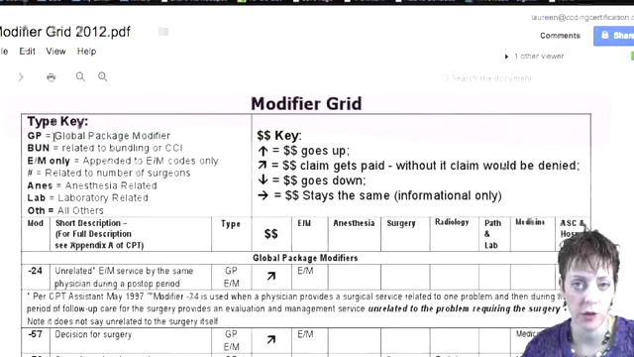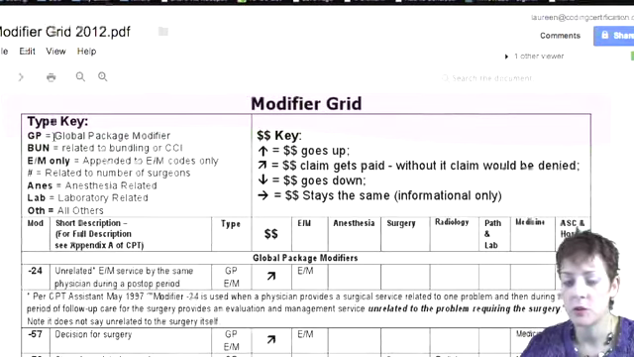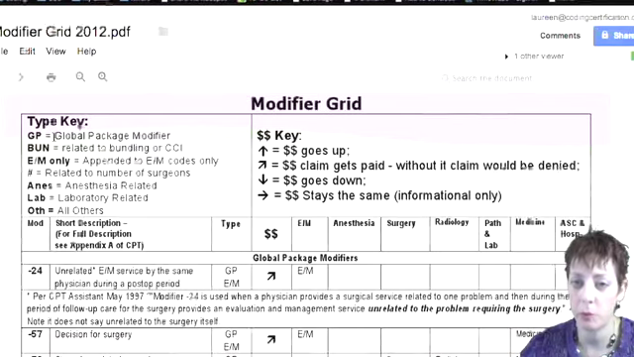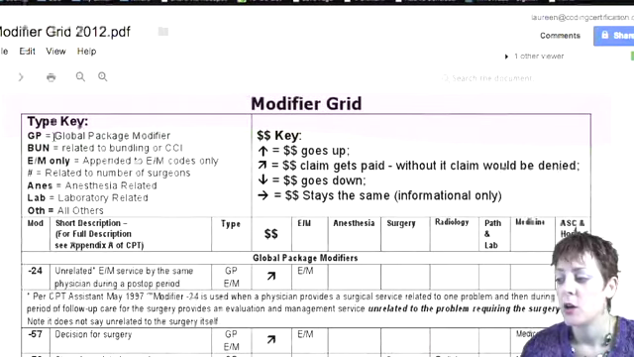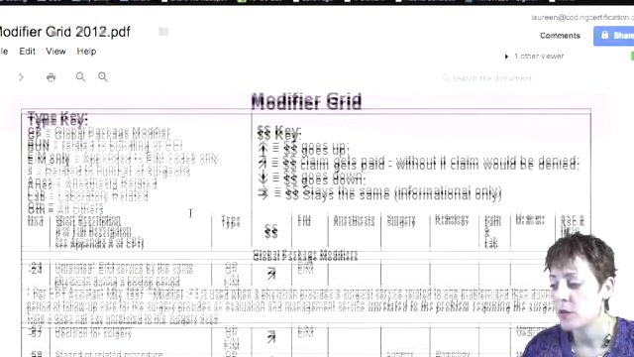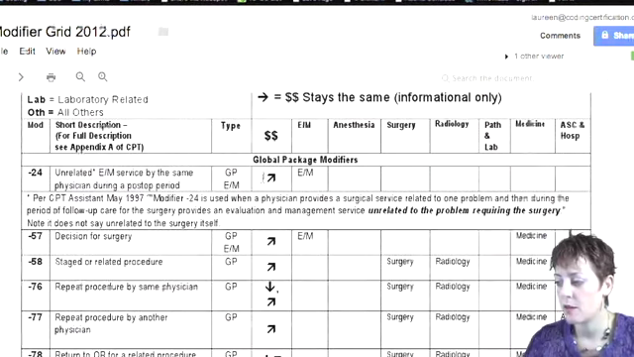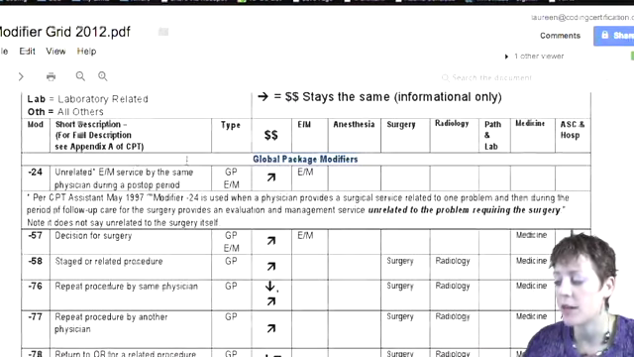If a patient's had a surgery and they're in a global period, your typical major surgery has a 90-day global period. Some other payers other than Medicare actually even have a 120-day global period. And what that means is during that time after the surgery, when they come in for their routine follow-up, that physician's office cannot bill an E&M because it's been bundled into the fee they got for the surgery. Okay? But sometimes there's exceptions. Maybe they're in the global period, but they're coming in for another reason. And that's what this whole first section of the global package modifiers on this grid is talking about.